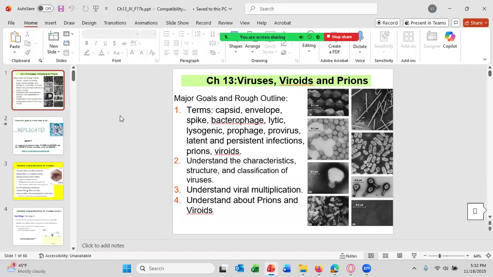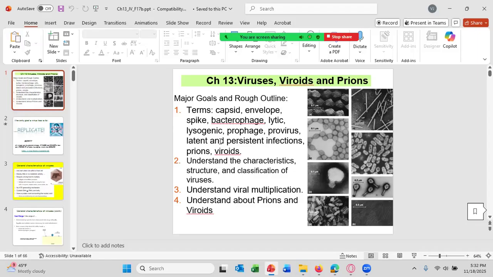All right, chapter 13, viruses, viroids, and prions. The major goals and a rough outline is shown in this slide. Know the terms. What's a capsid? What's an envelope? What is a spike? What is a bacteriophage? What is the lytic life cycle? The lysogenic life cycle? What is a prophage? What is a provirus? What is the latent life cycle? What is a persistent viral infection? What is a prion? And what is a viroid? Any questions about these major goals?